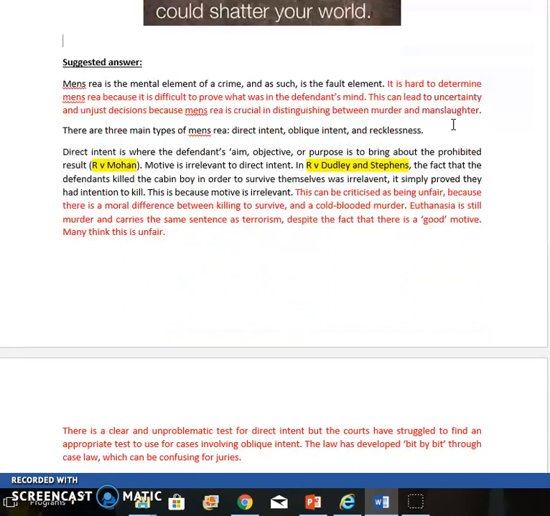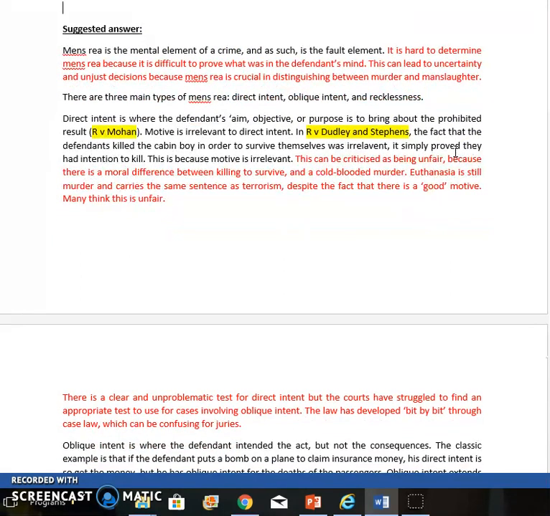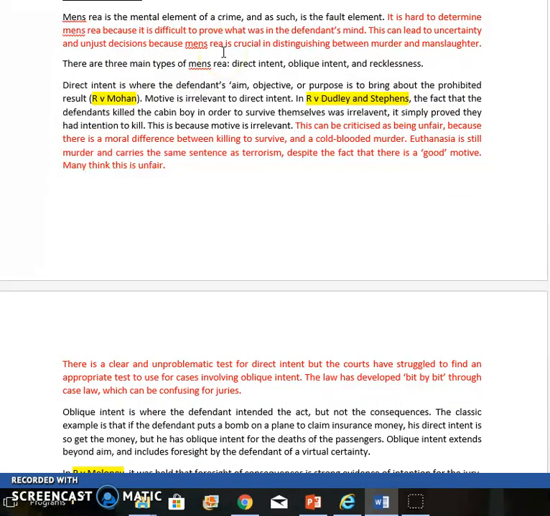So if I was asked this question on mens rea, I would start with a definition of what mens rea is, and of course it's the mental element of the crime. And straight away I can evaluate this and say that mens rea is difficult to prove because of course we can't jump into the defendant's mind and we can't know exactly what they were thinking. And inevitably that can lead to uncertainty and unjust decisions, particularly when you're looking at murder and manslaughter. I would then go on to say what my 3 types of mens rea are: direct, oblique and recklessness. And I'm going to talk about each one of them in turn, pointing out problems as I go through.